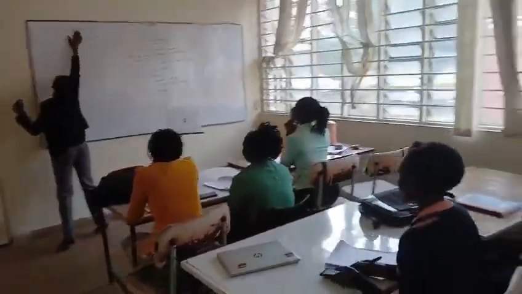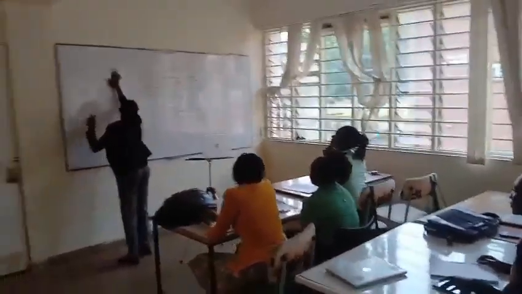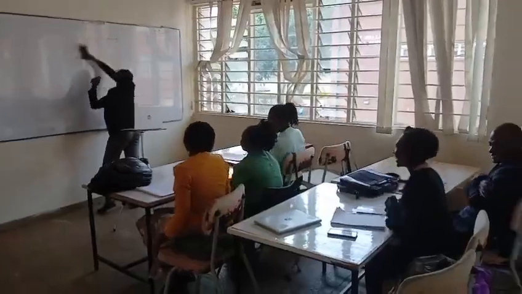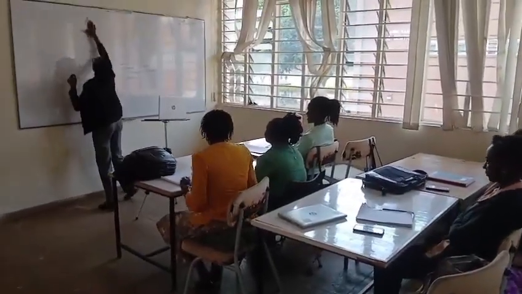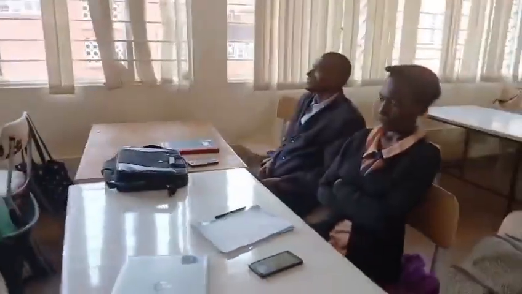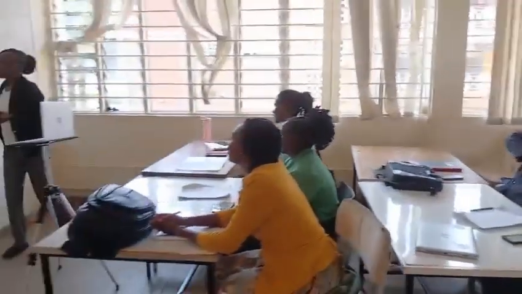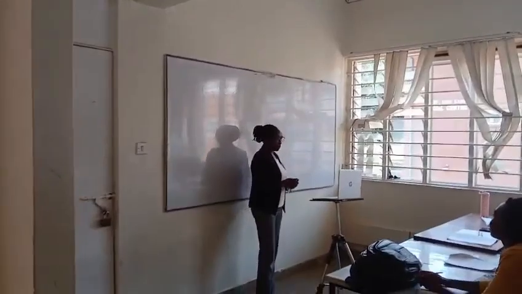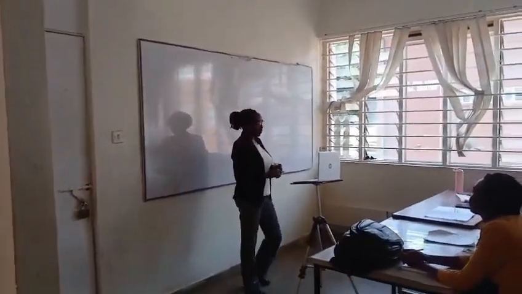Where is the class rep? He or she should have cleaned the board. He's absent. Okay. Next time, you remind him or her to clear the board for us.